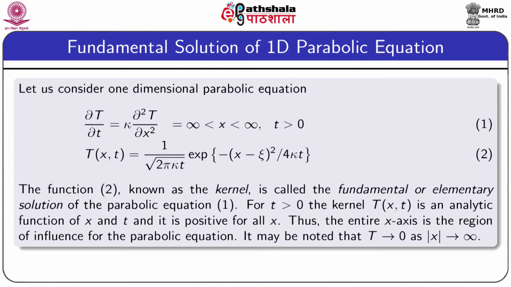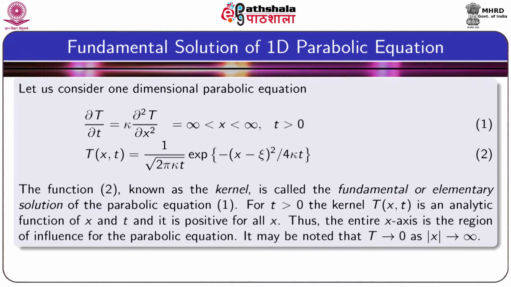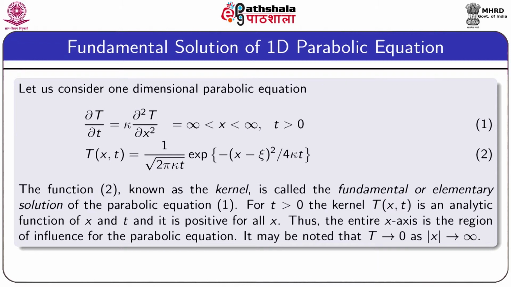Now, we are going to start the first slide of this module. We are considering the one-dimensional heat equation, which is written as ∂T/∂t = κ ∂²T/∂x², where x varies from minus infinity to plus infinity and t is time greater than 0. It can be verified that T(x,t) = 1/√(2πκt) exp(−(x−ξ)²/4κt) is a solution of equation 1.